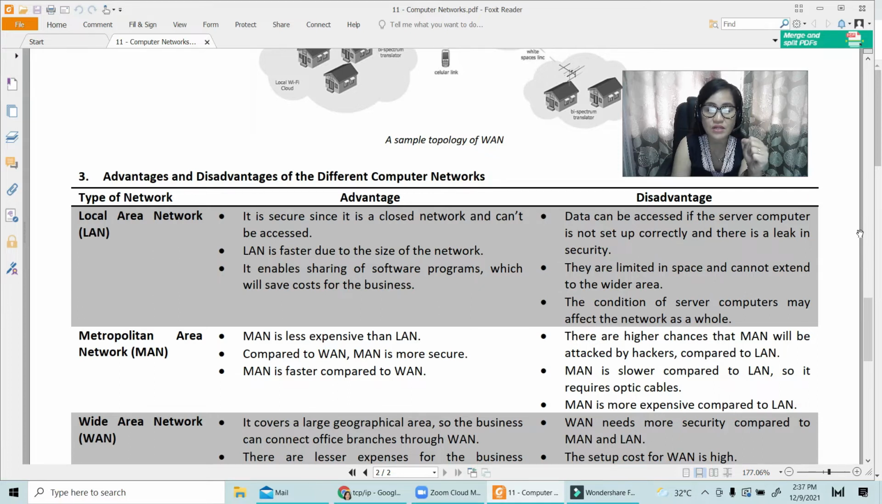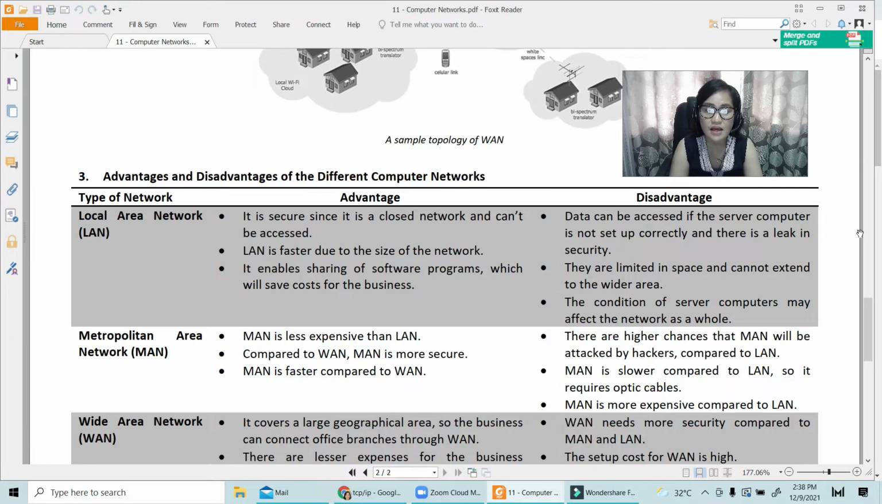The advantage of the local area network is that it is secure since it is a closed network and can't be accessed from outside. The second one is that it is faster. Yes, of course, it is very secure because you have limited users only, and it's easier for you to trace or debug whatever problems there are within the network because you are in a limited space and everything is wired. You can easily trace whatever problems will arise.